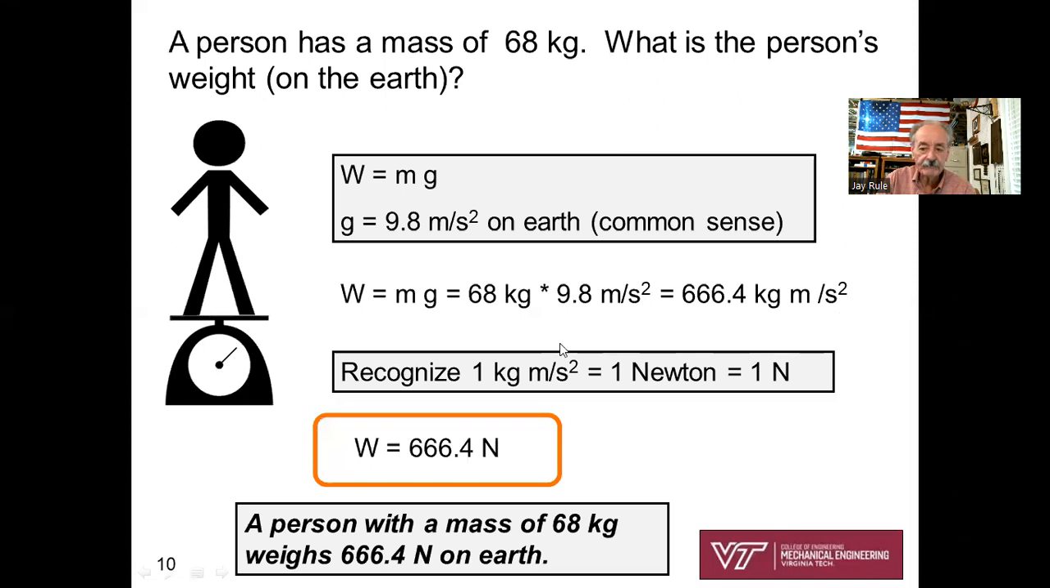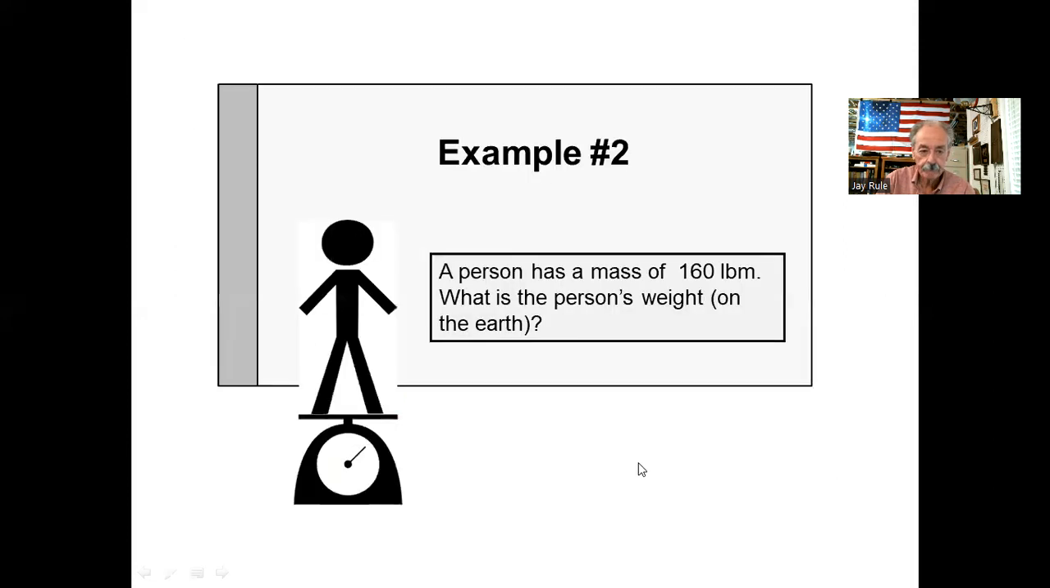And so now we've got to remind ourselves, oh, that's right. This combination of units is a Newton. That's what a Newton is defined as. 1 Newton is 1 kilogram meter per second squared, m times a. So the answer, boom, the weight of the person is 666.4 Newtons. Easy. Okay. 1 out of 5, done.